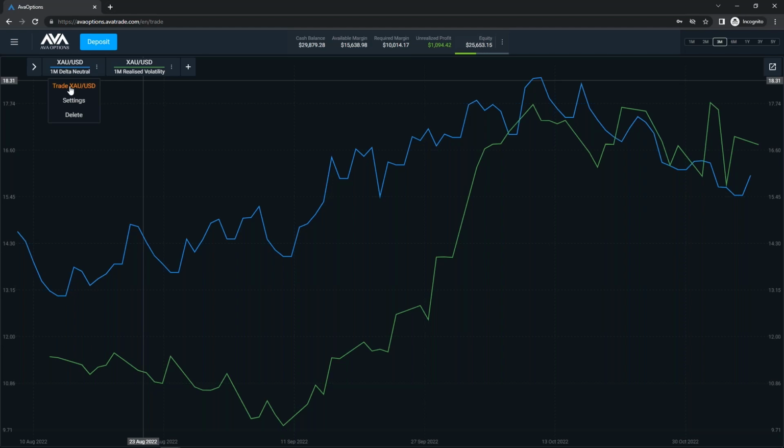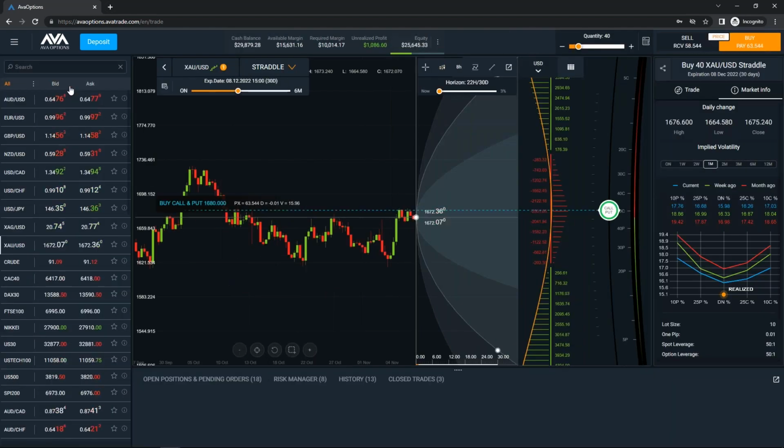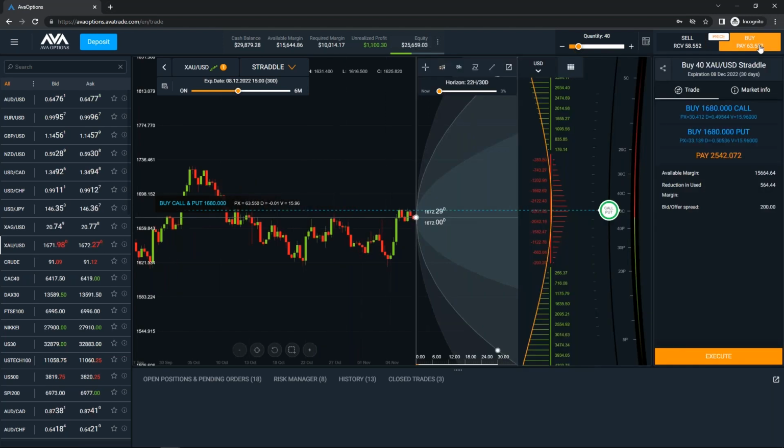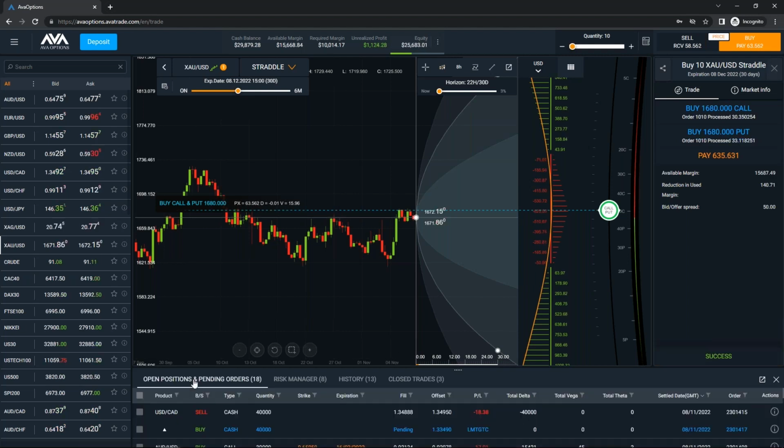Because I'm looking at a delta neutral, if you want to buy volatility, profit from volatility, you don't care about the direction. You just think the market is going to be more volatile, then you would buy a straddle or a strangle, because you're going to profit whether the market moves higher or lower from more volatility. If you like that trade, you click buy, set your amount. Let's see, I'll do it on 10 ounces, execute. And that'll pop into our open positions right there.